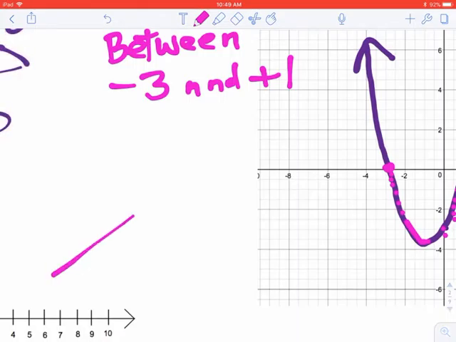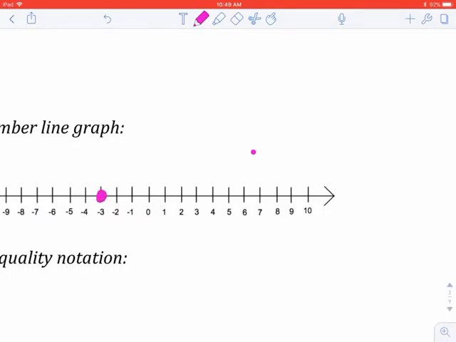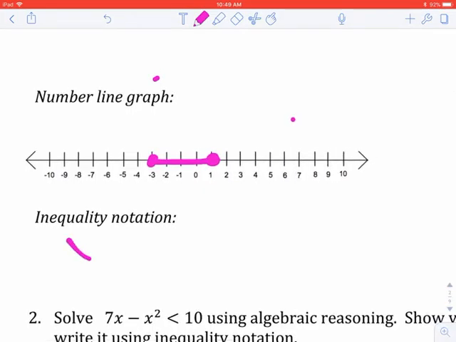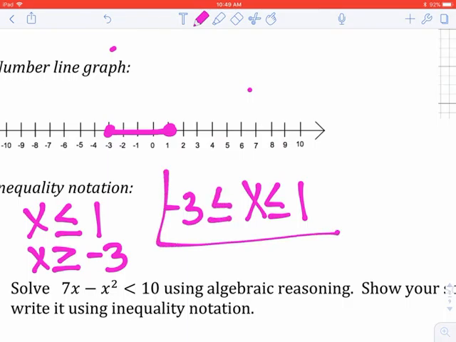So on a number line, here's -3 and here's +1. We're looking for all the numbers between that. And notice we did a filled in circle because it was less than or equal to. And then as an inequality notation, we would say x is less than or equal to 1. And we could say x is greater than or equal to -3. And then if you want to write those together, it would look like this. Hope this helps. Yay!